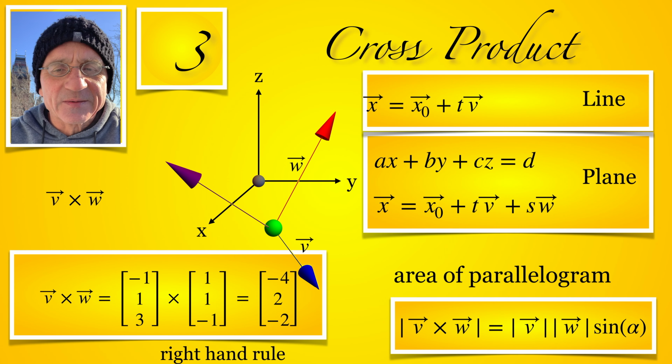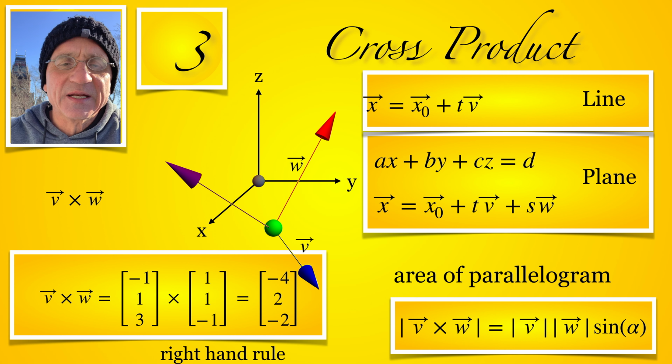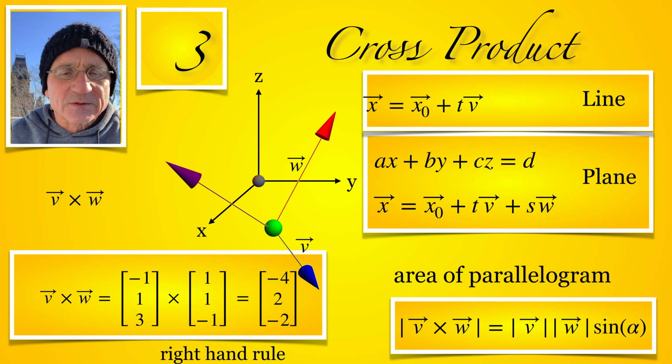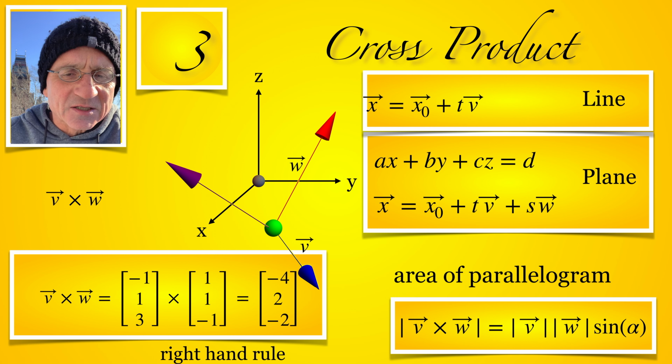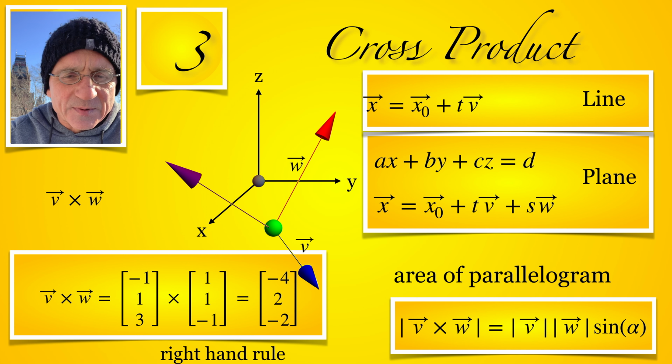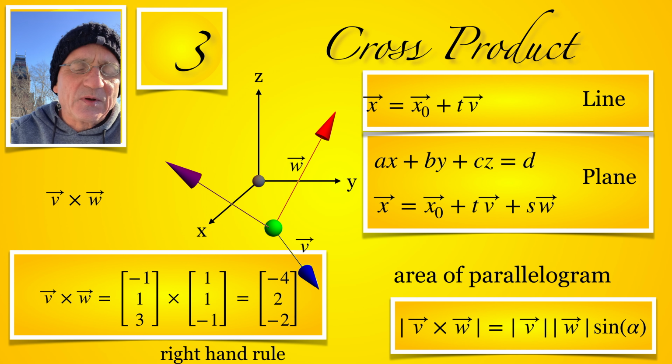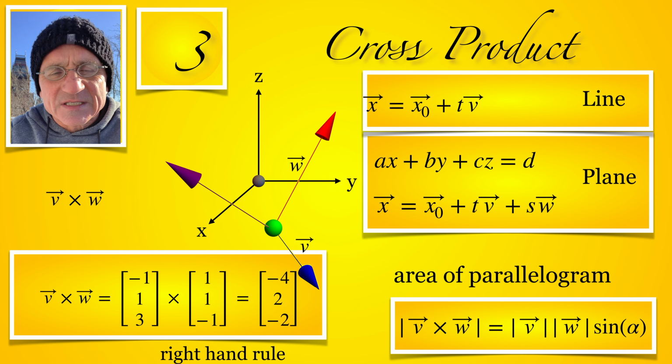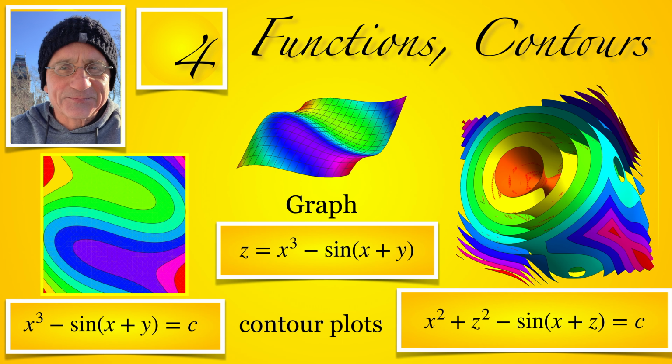Lines and planes can be parameterized. A line has one parameter, a plane has two parameters. The cross product between two vectors is a vector perpendicular to both. It allows us to get the normal vector to a plane and link the implicit and parametric versions of the plane. The cross product also enables area computation and computing the distance between a point and a line.